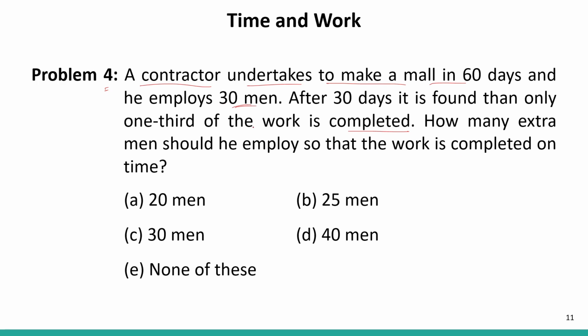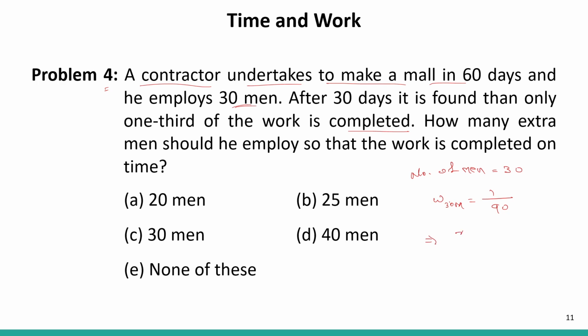It is given that the number of men is equal to 30, right? So their work rate will be: if in 30 days they completed 1/3, it would have taken them 90 days to complete it. So the combined work rate of the 30 men is 1 by 90, right?